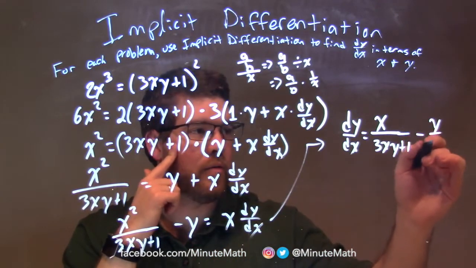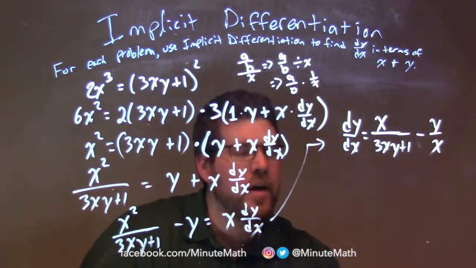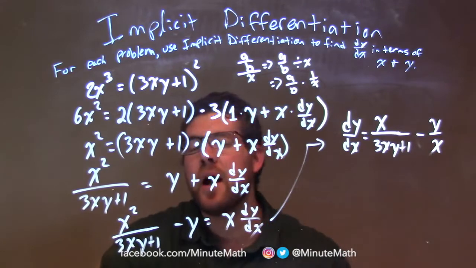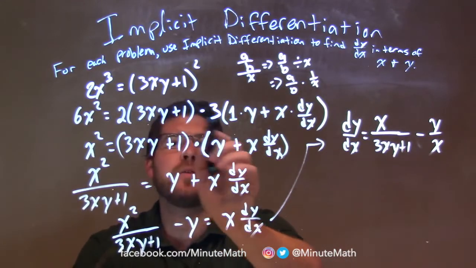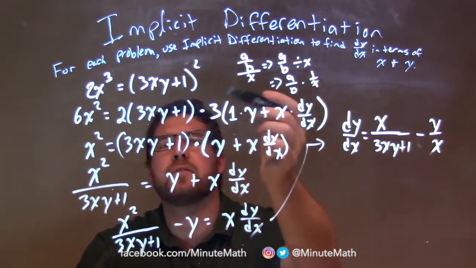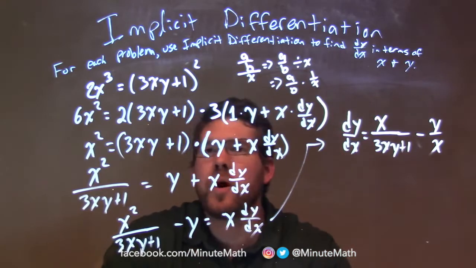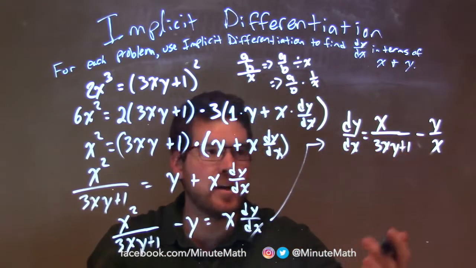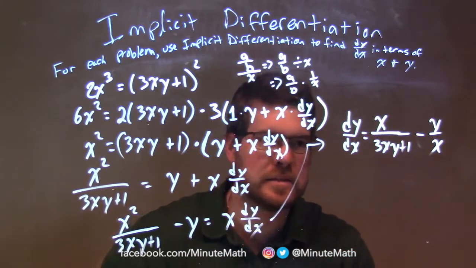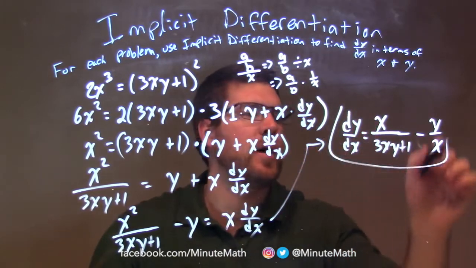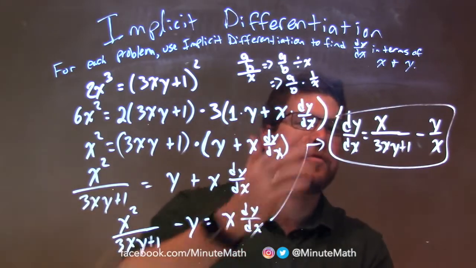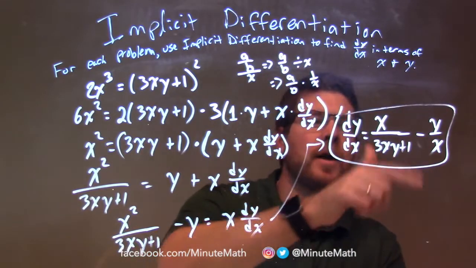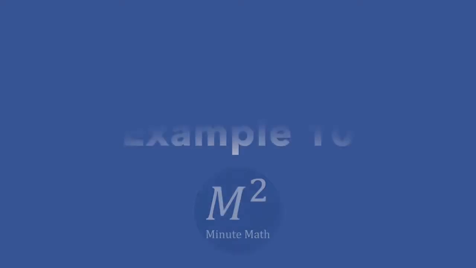parts, y over x. Now you could simplify this to be one fraction, and to be honest, if you had distributed, so I did a quick thing, but if you distributed the 2 across both parts and the 3 to both parts here, you wouldn't have that issue, and maybe I should have done that. But either way, we have a derivative, we have dy dx by itself, okay? And so we have dy dx is equal to x over 3xy plus 1 minus y over x.